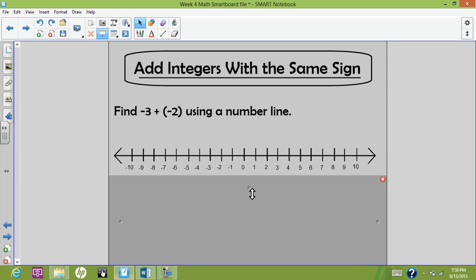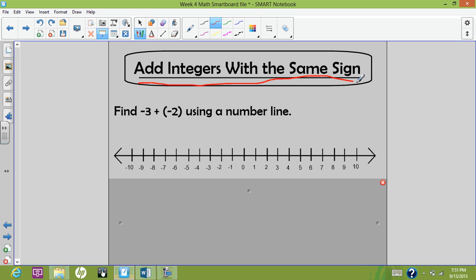Okay, on this same page, the first thing we're going to talk about is adding integers with the same sign. Put that little subheading underneath the objective, and then write out this problem here. Actually write all the words. Find -3 plus -2 using a number line. This is when we're going to use the first number line from your paper. You can either cut it out, tape it in, or you can do all the work on it and we can put it in your notebooks tomorrow.